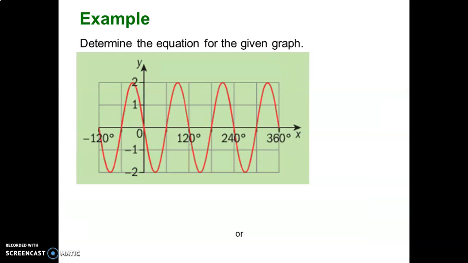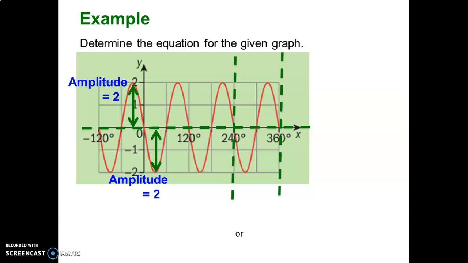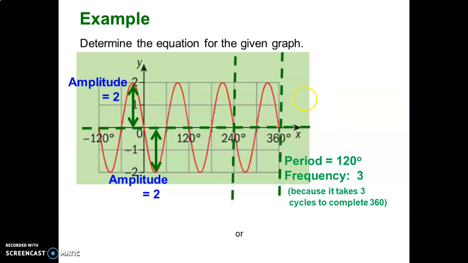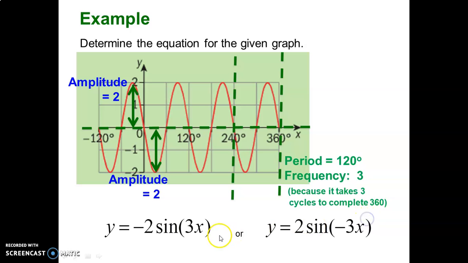And try this one, make an equation for that as well. Here we go, looking at the amplitude, looking at a full period. Period is 120 now, frequency is 3, therefore that's one possible function. There's another possible function. Either one of these reflections would have worked for this one.